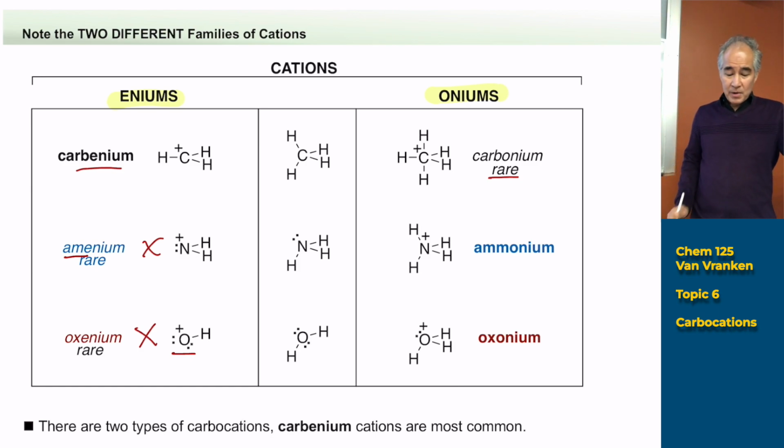Now, when we talk about onium ions, we've all seen a hydronium ion. Hydronium is a specific variation of oxonium. We've all seen an ammonium ion. You've all seen that. Ammonium chloride, HCl and ammonia makes ammonium ions.